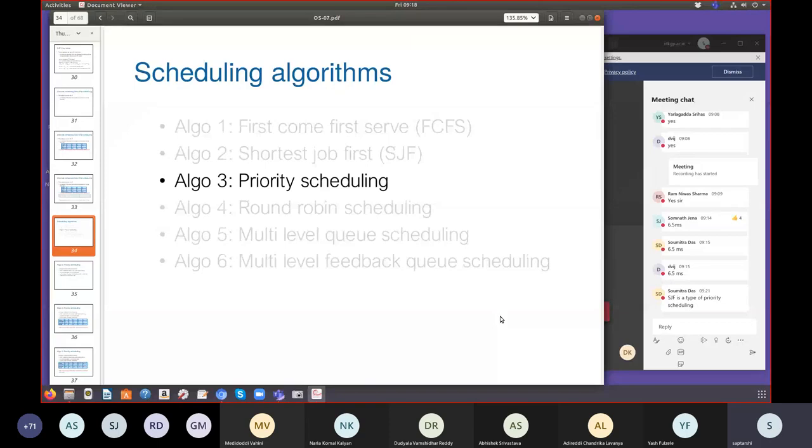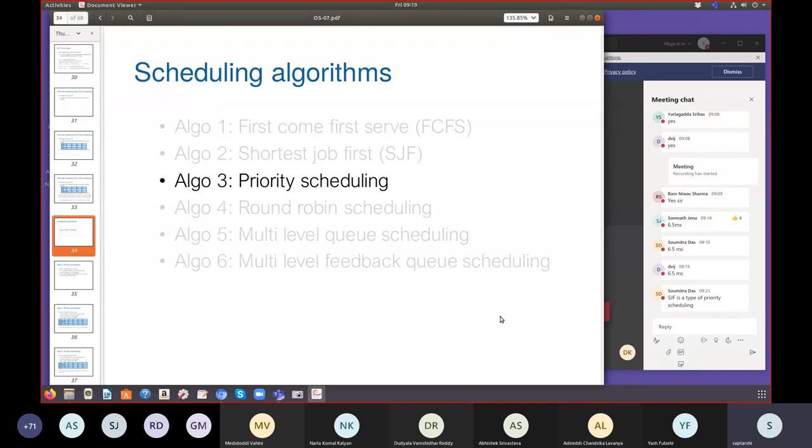Exactly. So Soumitra, good answer. We have not discussed priority scheduling per se. However, if you understand the shortest job first, which we discussed, you can think of it as a special case of priority scheduling, because there the processes are ordered in inverse order of their CPU burst time. So you might think that shortest job first also assigns priority to a process, but the priority of a process is inversely proportional to its CPU burst time. So that way we have not discussed priority scheduling by name.